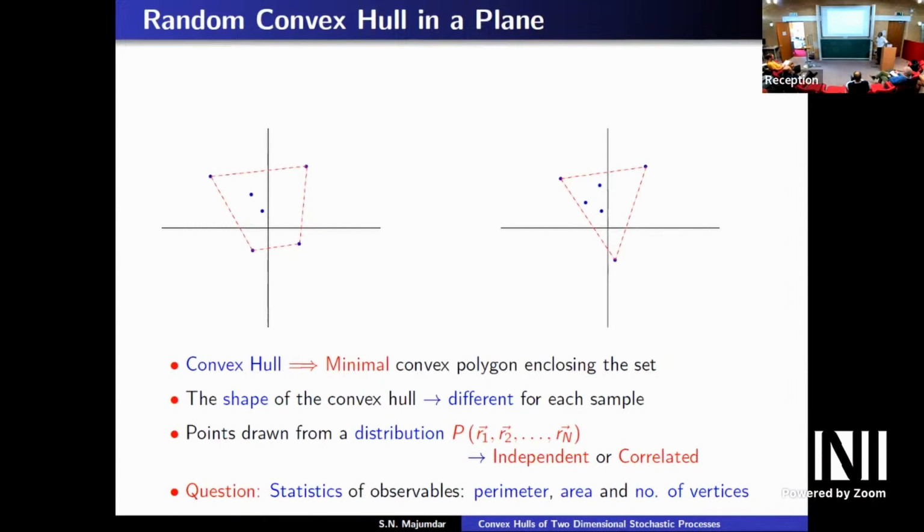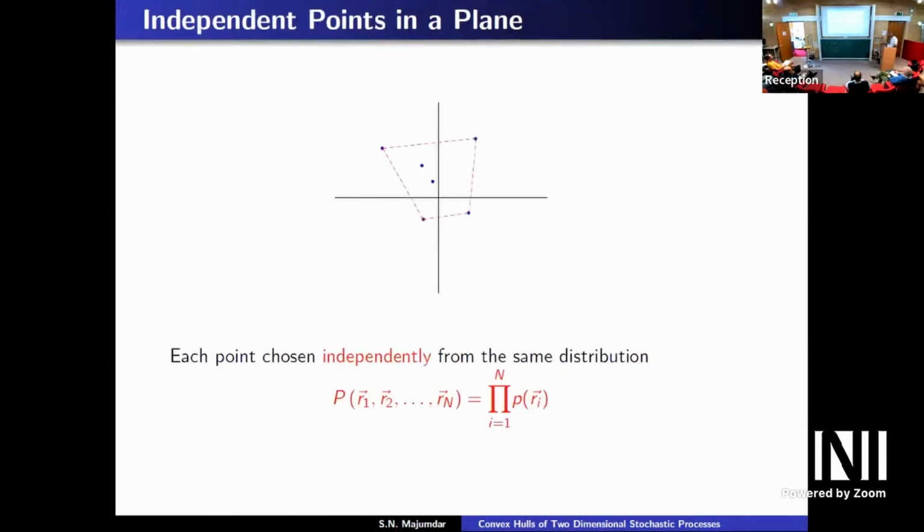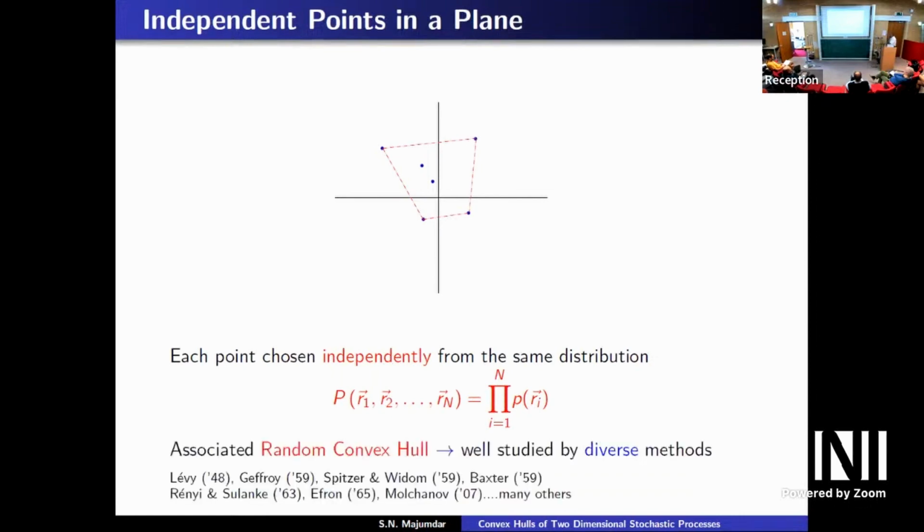And now there is one case which has been studied quite a lot in the maths literature, which is when this joint distribution factorizes. That means these are IID points, independent and identically distributed. This can be Gaussian or uniform or whatever distribution you want. And this problem, the statistics of the convex hull, has been studied by diverse methods, starting from Levy in 1948, and still people are writing papers on this independent variable problem. But the thing is that there is no unique method. It depends on the particular distribution. For each distribution, people try different methods to compute the statistics of the convex hulls.